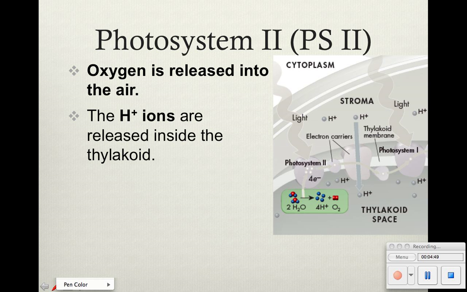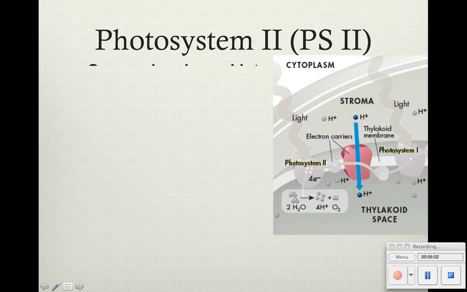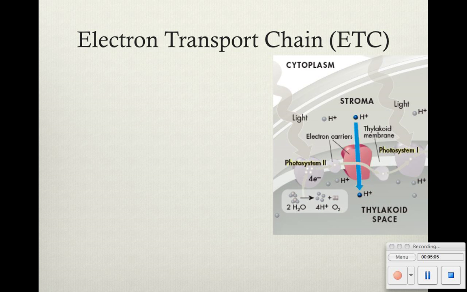All right, so oxygen, like I just said, gets released into the air, and then those hydrogen ions are actually going to get released into the thylakoid, and those are going to be important. These guys right here, right? Released from water. Okay, we're going to see these later, and they're super important.